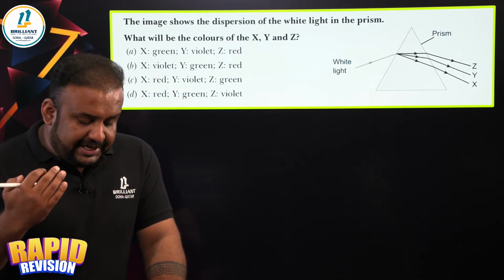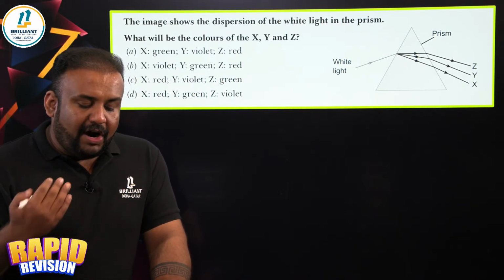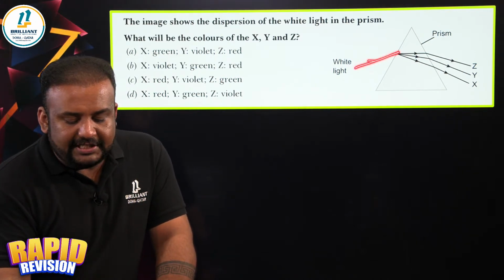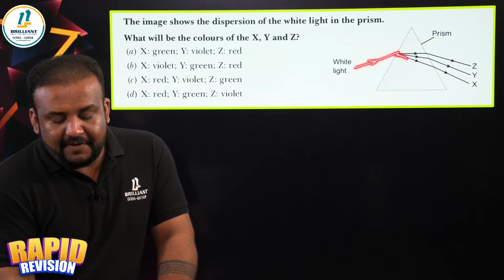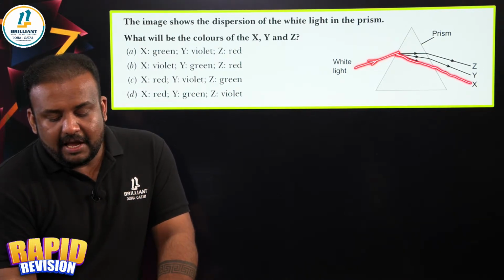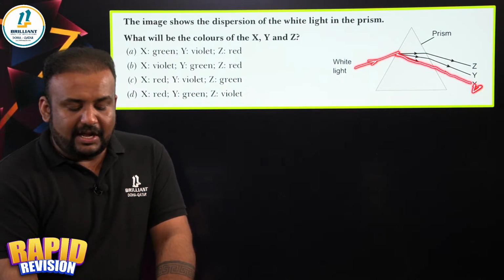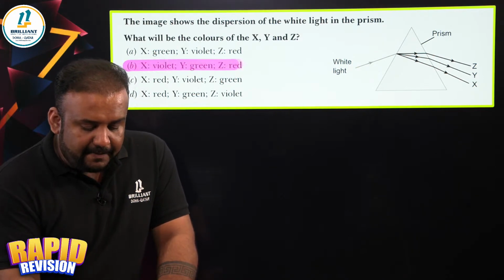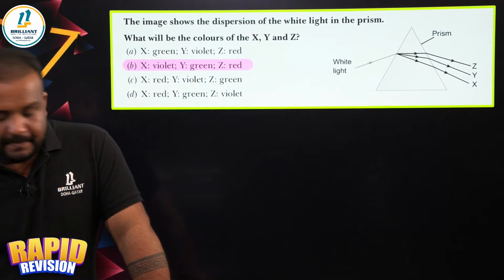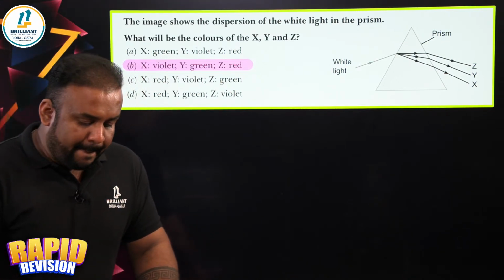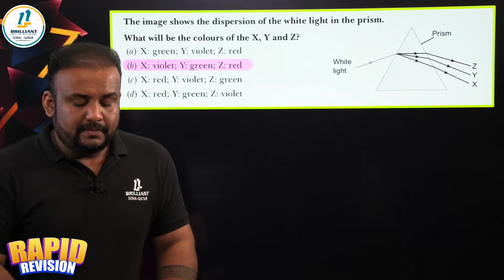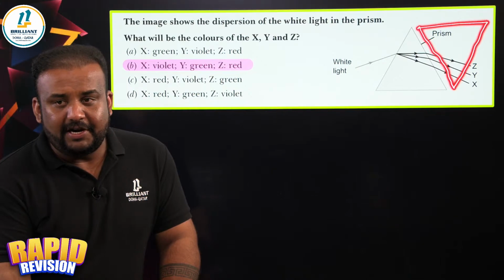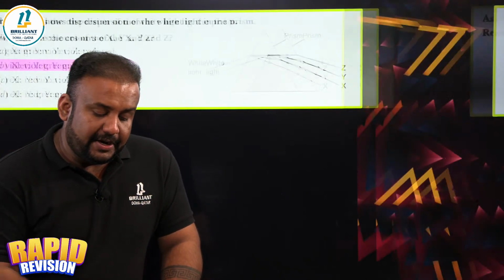Next, the image shows the dispersion of the white light in the prism. What will be the color of X, Y and Z? You know that when white light passes through a prism, it will undergo dispersion, and the color that will have most deviation will be violet, isn't it? So the bottommost color will be definitely violet, and we have only one option where X is violet, which is B, and the topmost color will be red. So option B. Clear for all? And you guys remember the recombination of the dispersed white light. You keep an inverted prism here, it will again become white light.